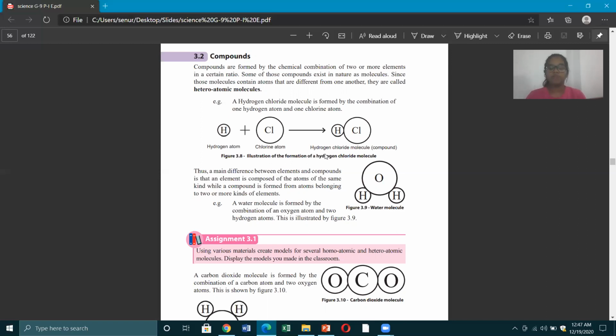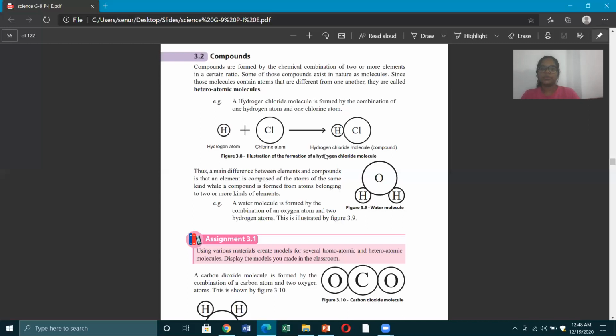Because children, even if the elements are the same, when the ratio in which they are combined is different, all the characteristics of that compound change. So the characteristics depend on the elements as well as the ratio they are combined in.